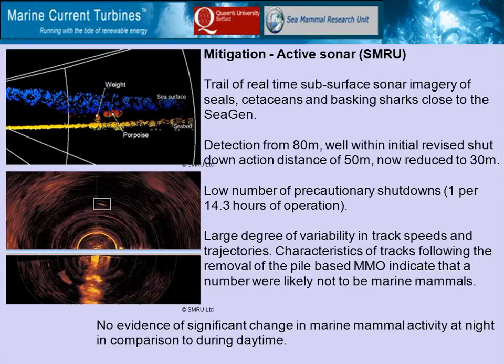Brilliant. Okay, so mitigation, we've got active sonar going on here. We can detect animals out to 50 meters, and we can shut down the device if we get a positive result within 30 meters. Very low number of precautionary shutdowns. We can track animals. We also get a number of false positives though from drift material as well. There's no evidence of significant change in marine mammal activity at night in comparison to daytime.